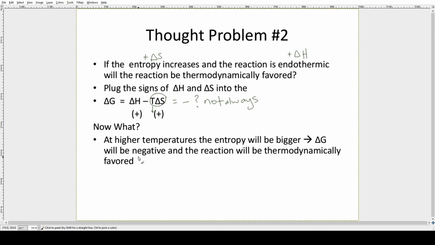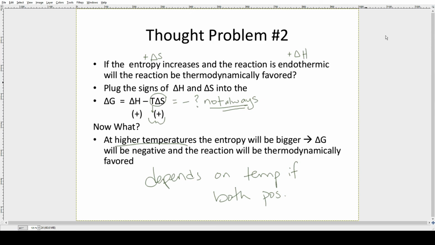So what you'd want to be able to say is, at higher temperatures, then that will make this entropy chunk larger, which will make the negative chunk larger, which will allow it to overpower the positive enthalpy chunk, and the reaction then will be thermodynamically favored. So this one depends. It depends on the temperature. If they're both positive. And we have a summary slide later, so if you don't write that down, it's fine. We'll get there.